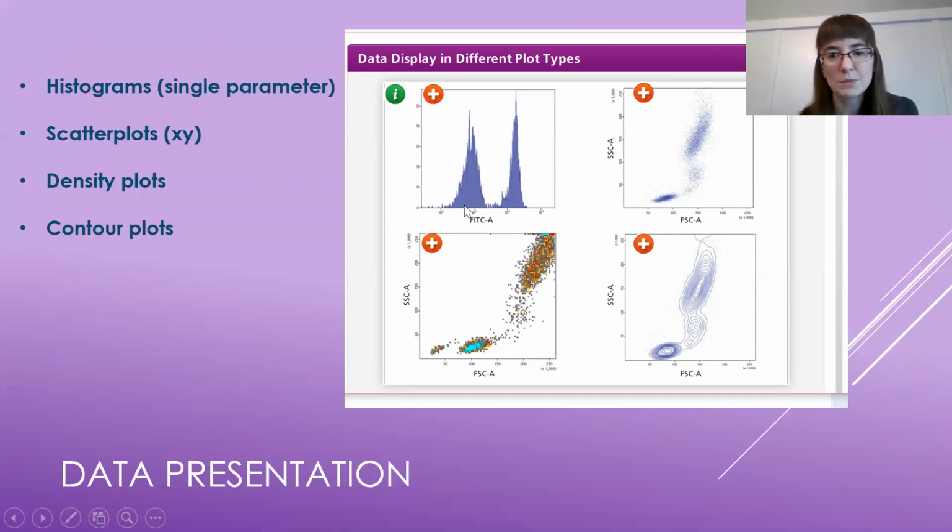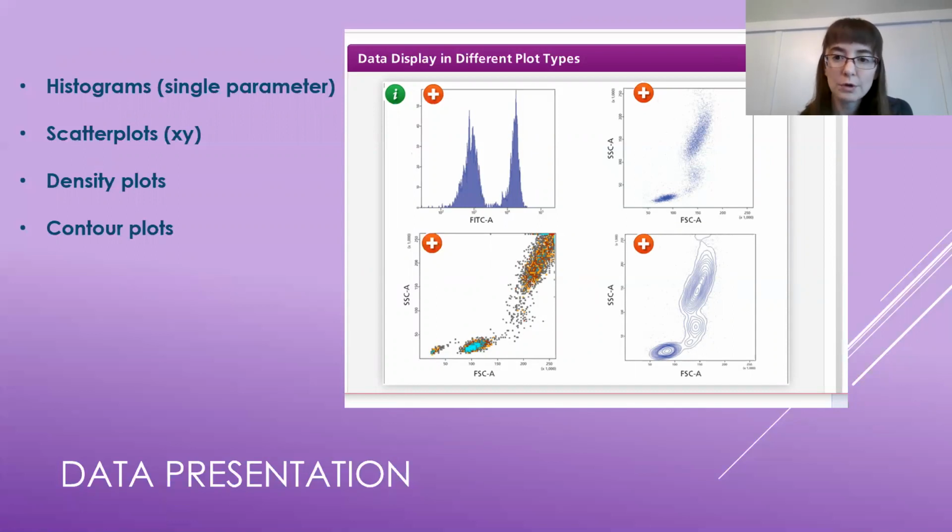But in terms of display, we often use a histogram, such as shown here, where the intensity of the one species is on the x-axis, and then the number of cells that had that intensity are on the y-axis. So in this case, a peak on the right side of the histogram means that those cells were brighter, and then this peak here on the left side, those cells were dimmer.